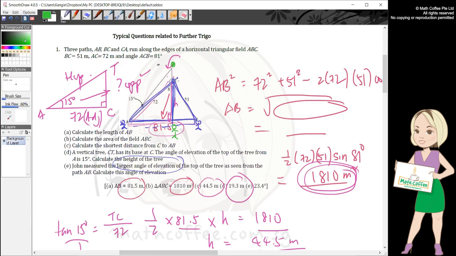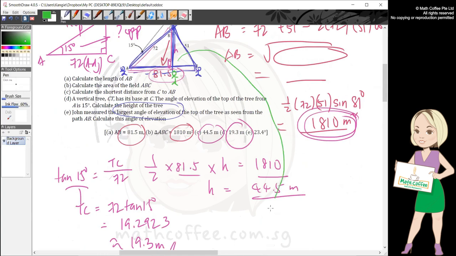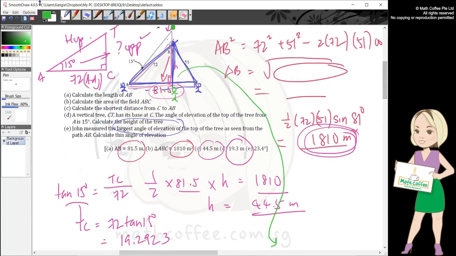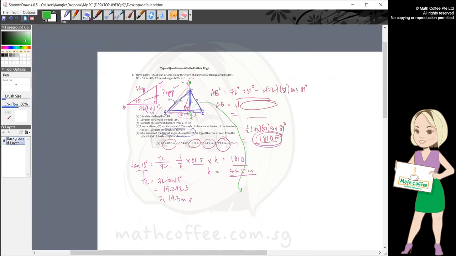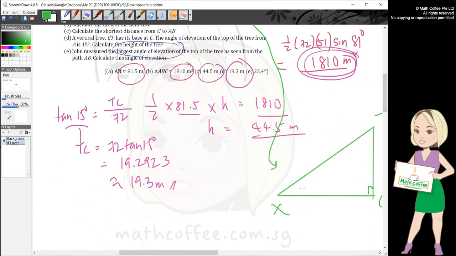Of course, this one cannot visualize, right? So you will have to draw another right angle triangle. So I'm going to arrow down here and then draw the triangle. I'm going to draw this direction. To visualize better, always put in the alphabet. This is the tree, which is C and T. And the shortest distance that I have measured over here, I shall label as X. So that means this one will be XC.